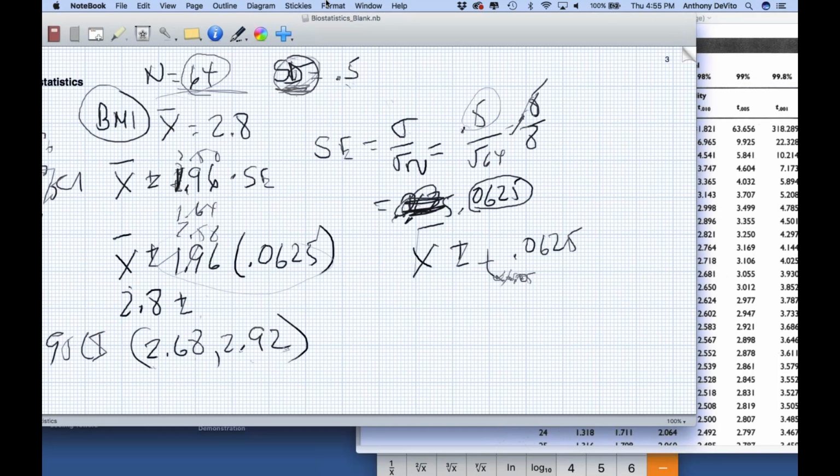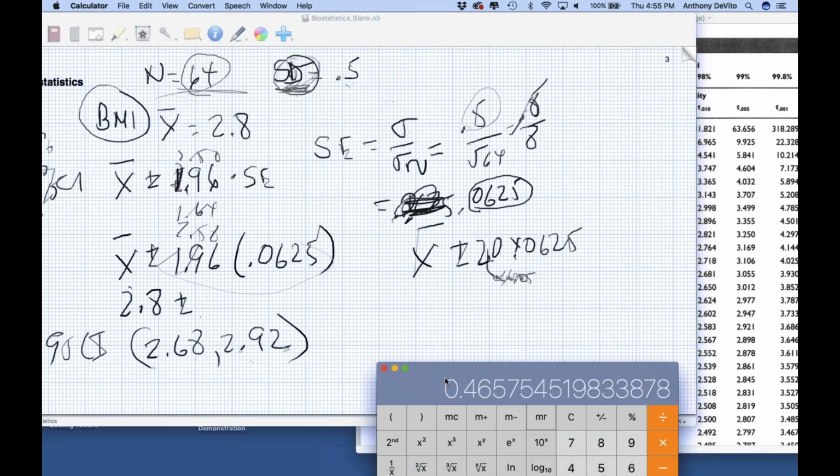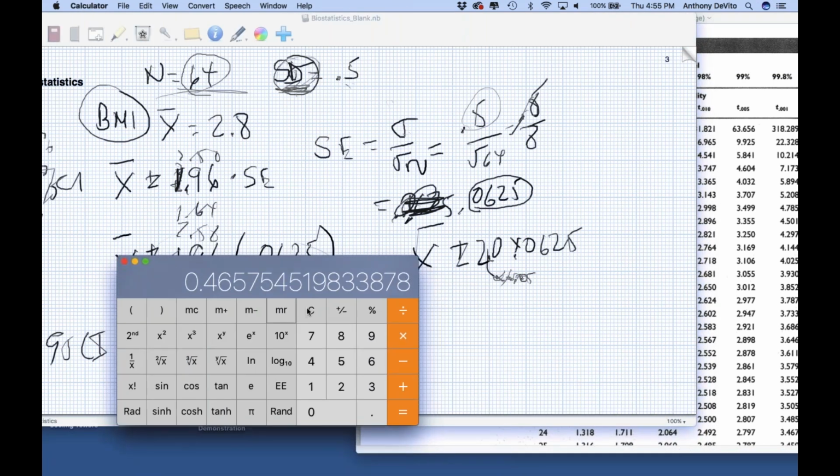Okay, so let's go in here. It's going to be 2.0 times 0.0625, which is going to be our margin of error. So let's give that a try. 0.0625 times 2 is 0.125. I'm going to clear out memory, and I'm going to load this into memory. And I'm going to go back.